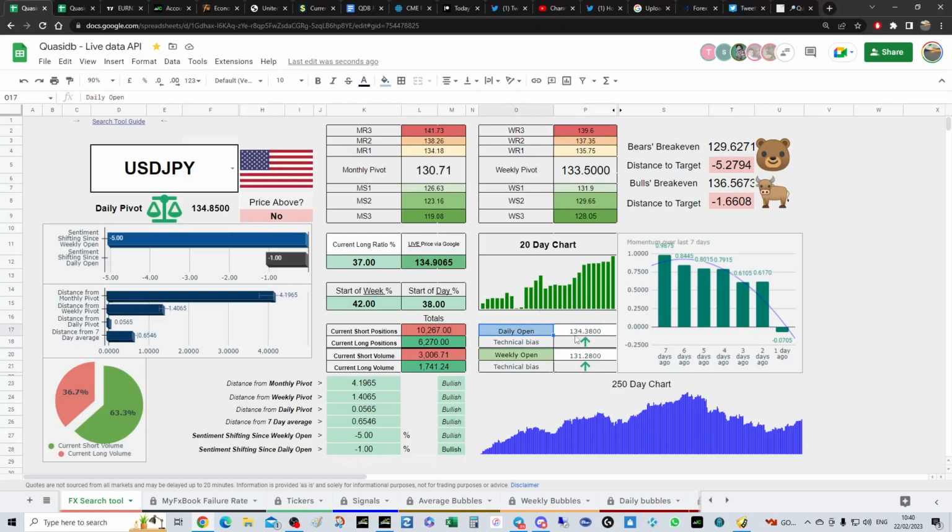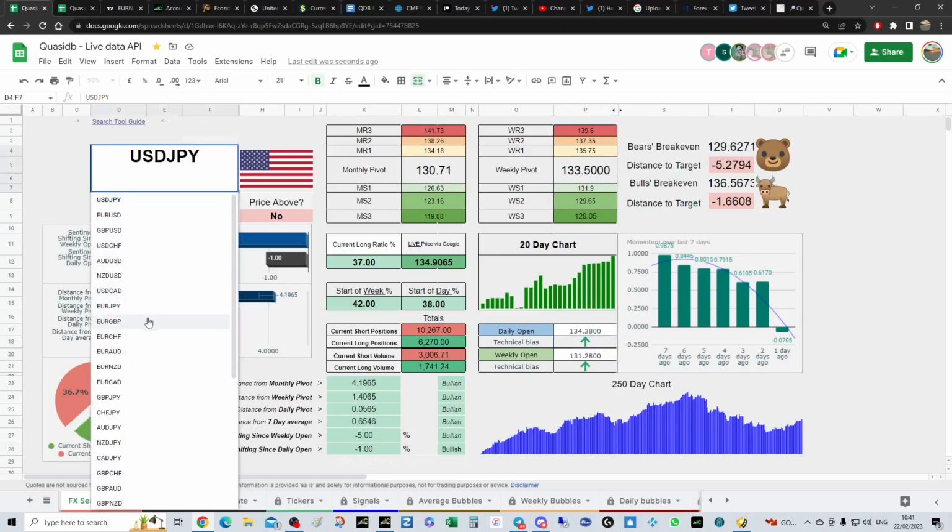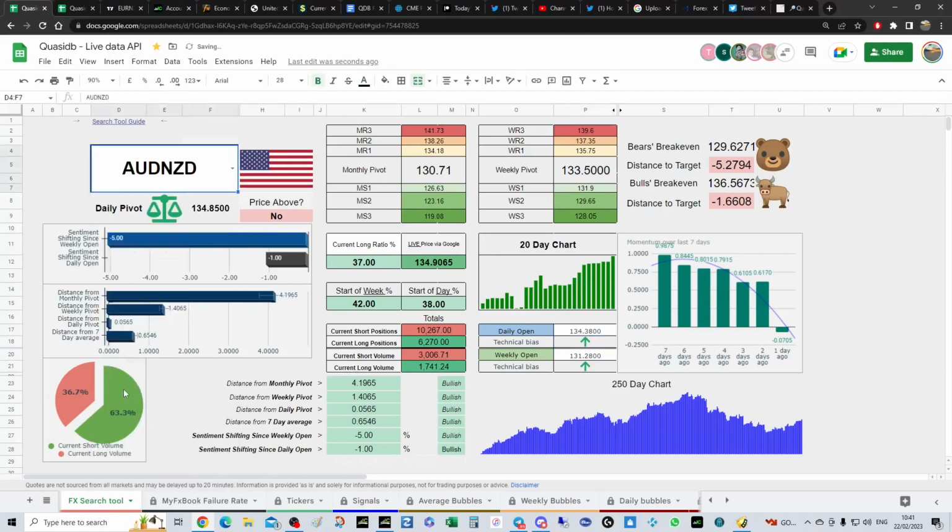And so we can see how we are currently above the daily open by quite a lot, and we're very far above the weekly open. And so obviously we've got a bullish bias for this particular currency pair, technically speaking. Does it agree with the sentiment? Yeah. So look at the distance from the monthly pivot. That's just absolutely bonkers. So a very quick glimpse at a currency pair that you might be interested in trading. We are looking at the Aussie Kiwi.